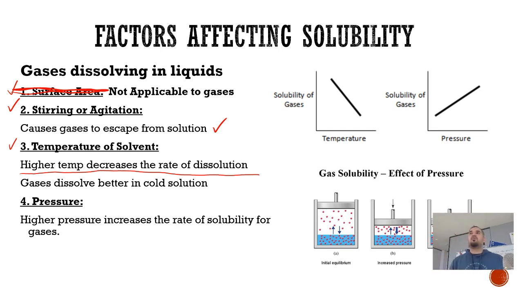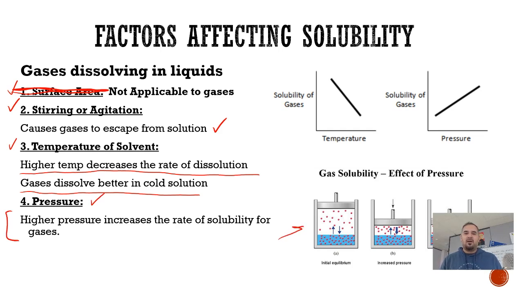So if you have a cold soda versus a hot soda, the cold soda is going to stay carbonated longer, assuming that both cans are open or both bottles are open. So higher temperature decreases the rate of dissolution, and gases dissolve better in a cold solution. But those are both the same statement, just written out differently. All right, so the last one is going to be pressure. So higher pressure increases the rate of solubility of gases.